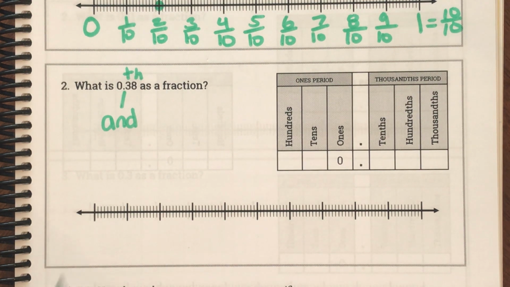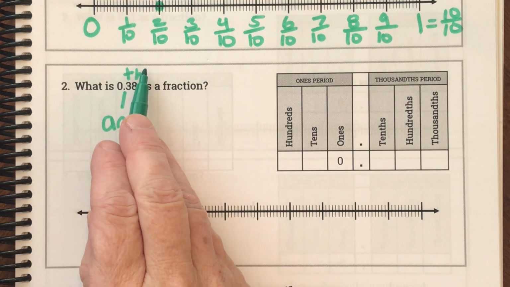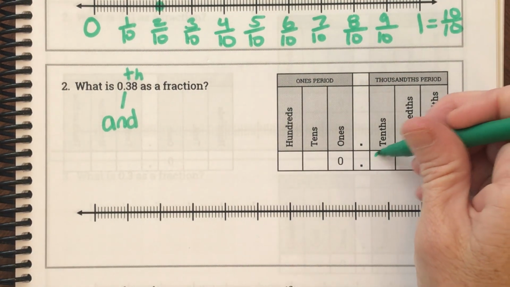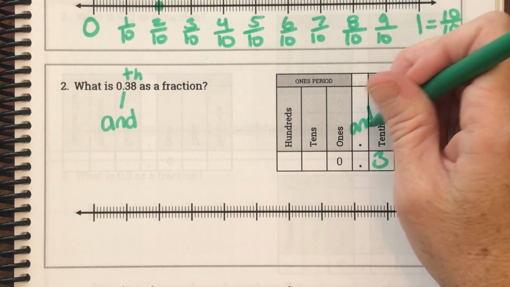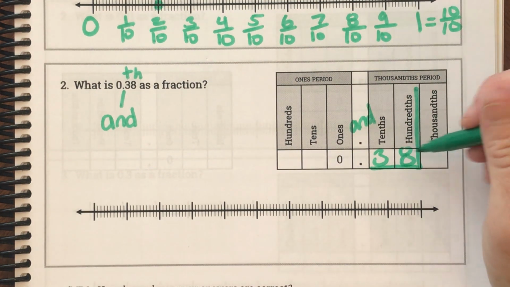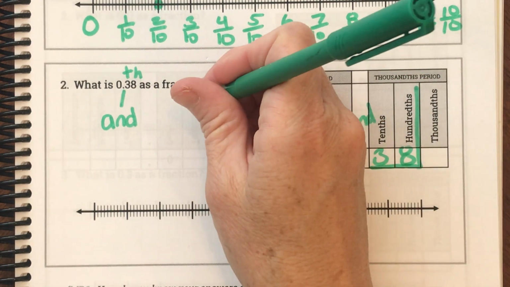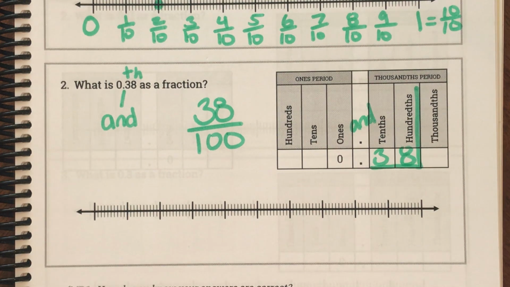Okay, so how do we say this then? We say 0 and 38 hundredths. And if we use this to help us, we would see the same thing. 0 and 38 hundredths, because we say that last place value. Okay, so when you hear 38 hundredths, then you can write it as a decimal, 38 hundredths.